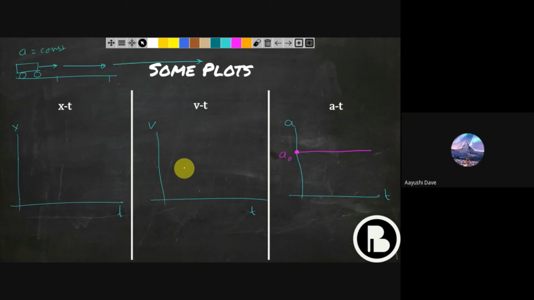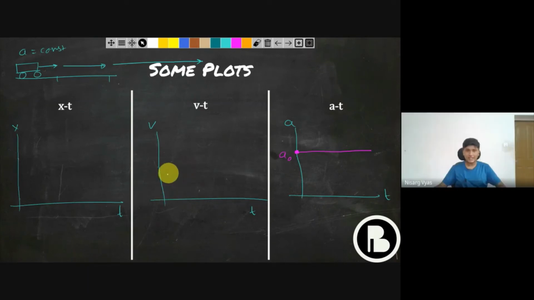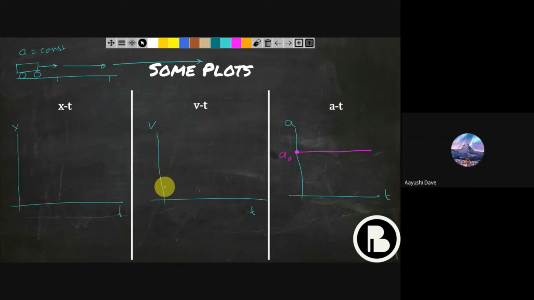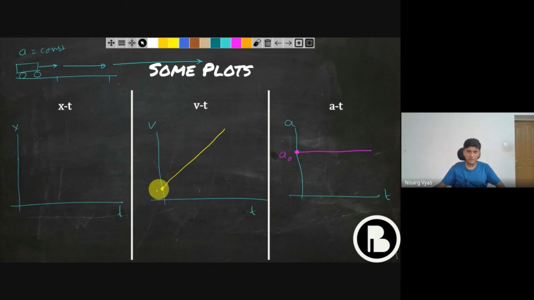Then it is an inclined straight line, starting from some v naught, whatever the velocity was initially at time t equal to t naught. Okay, so this is a straight line. Why is it a straight line? Because this is a constant acceleration. So dv by dt equals a constant, and if dv by dt is constant, then v is of course some constant times t, and this is a y equal to mx kind of equation.